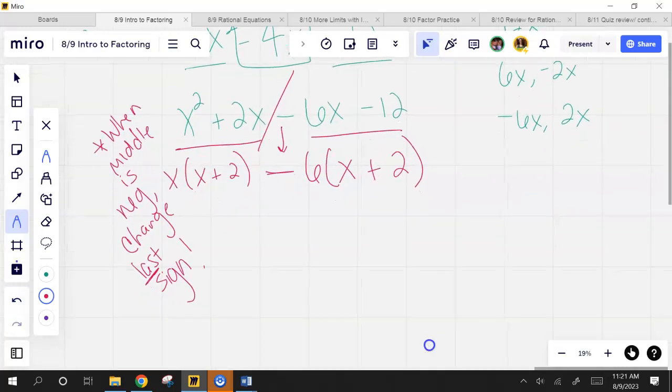And remember what I told you, if you get to this step and your parentheses do not match, you have done something wrong. Okay? So be careful and make sure they match. All right, so I'm going to take the x plus 2. And once I use that, what's left? That's exactly right. How could I check to see if I'm right? FOIL it. Multiply it out. All right.